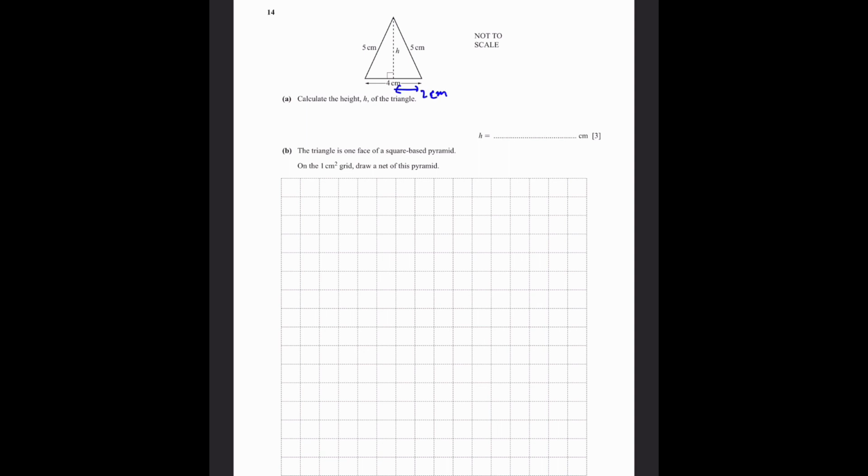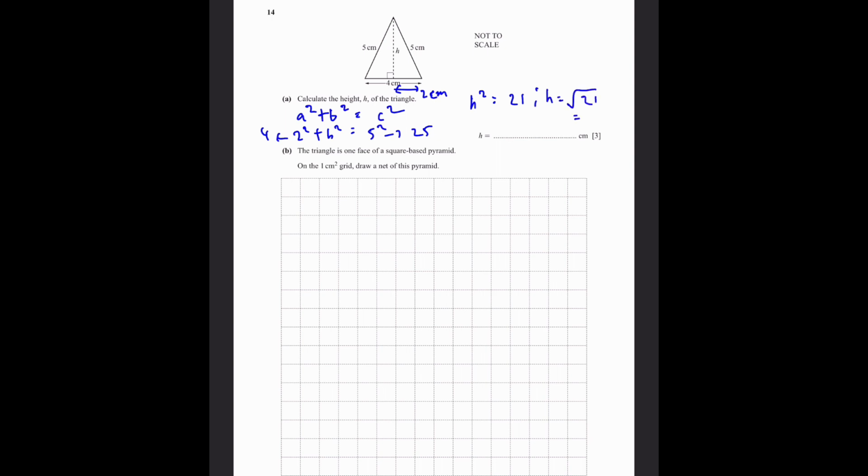So the Pythagoras theorem states that this side squared plus this side squared is equal to the hypotenuse squared. So that means a squared plus b squared is equal to c squared. And that means 2 squared plus h squared is equal to 5 squared. 2 squared is equal to 4, and 5 squared is equal to 25. That means h squared is equal to 25 minus 4, 21, and h is equal to root 21.